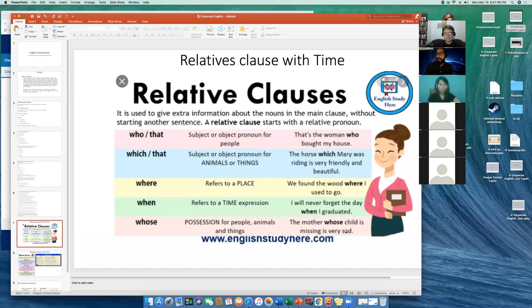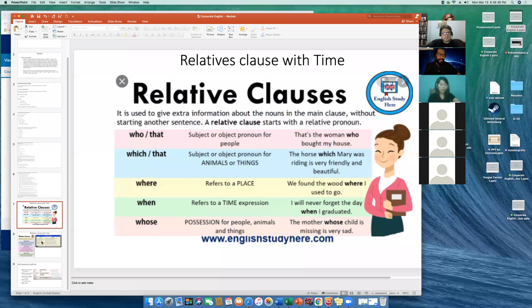Okay. And so when you guys start hearing relative clauses, who, that, which, that, you can use who and that on people, if you are using them as subject or object pronouns. You can use which or that on animals or things, not on people. Make sure you guys don't use it that way. Some people get really upset, right? Where refers to a place, when refers to a time, and whose is the owner. We want to know who the owner is. Okay.